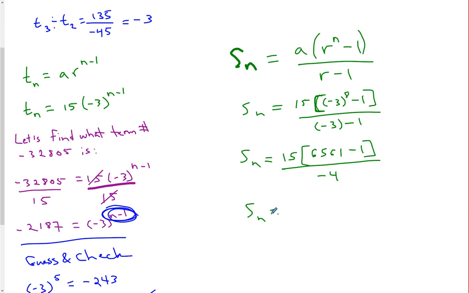Continuing on, let's keep doing our simplifying. 6561 minus 1 is 6560. And now if I work all this out, at this point we're good. 15 times 6560 divided by -4. I'm going to end up with 98,400 over negative 4.